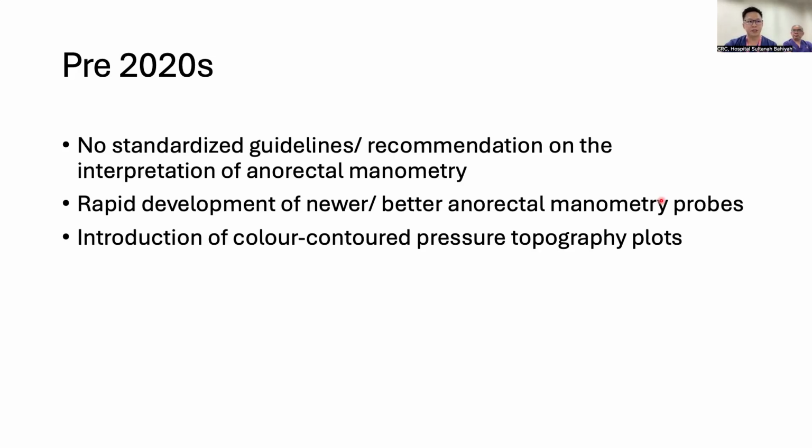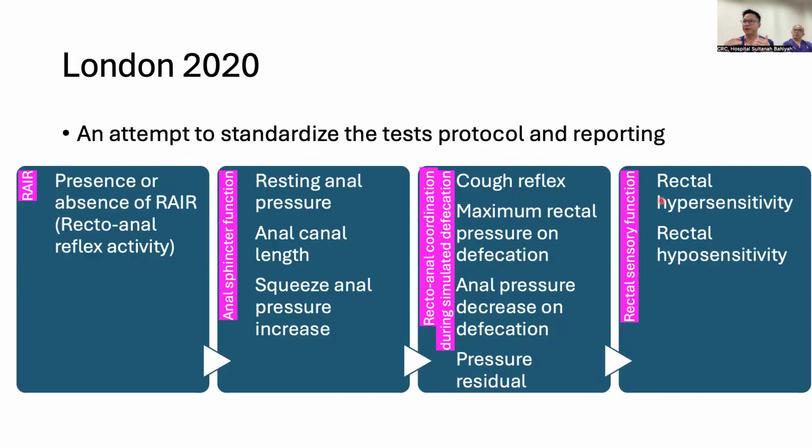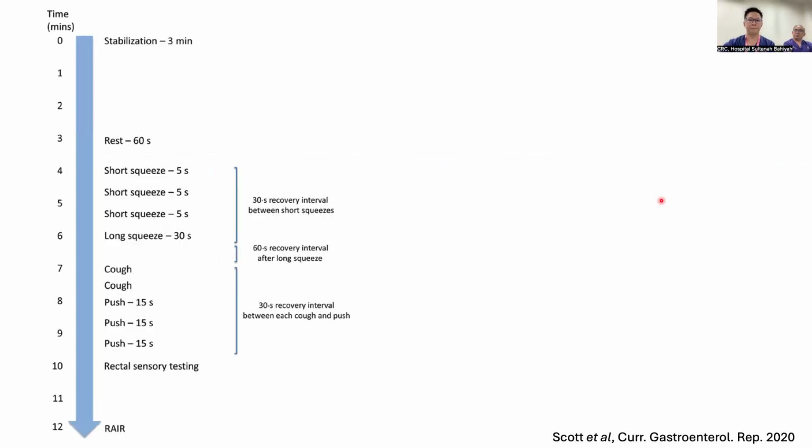So inspired by the Chicago classification, as the London classification went to press, they were inspired heavily by the experiences that they drew from Chicago 3. And therefore they came up with an attempt to standardize the test, the protocol, and the reporting. And they broke down manometry into 4 important sections, which we will go through one by one.